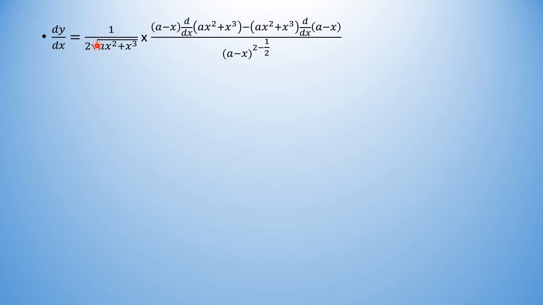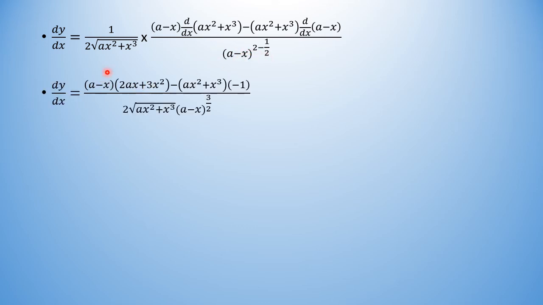Let's see, 1 by 2 under root ax square plus x cube into a minus x. I have not taken the derivatives yet, and I have just brought square root of a minus x to the denominator. Let's see, now I am taking the derivatives. Derivative of ax square is 2ax plus derivative of x cube is 3x square. Derivative of a is 0 and derivative of x is minus 1. So I have written it simply as minus 1.